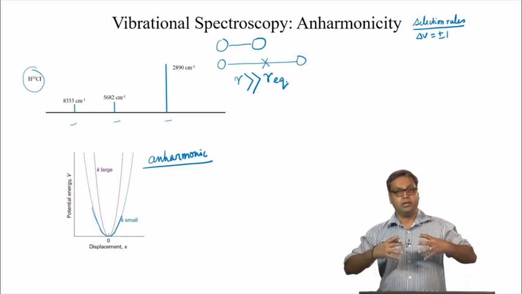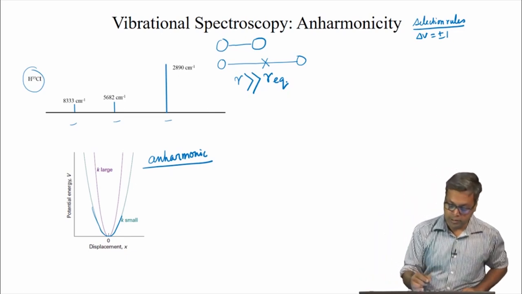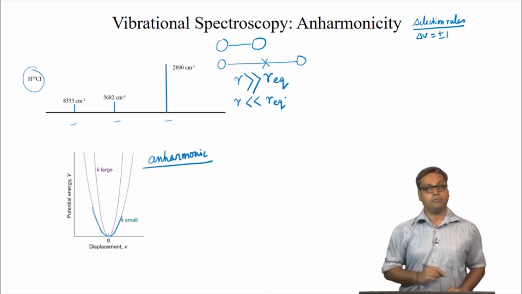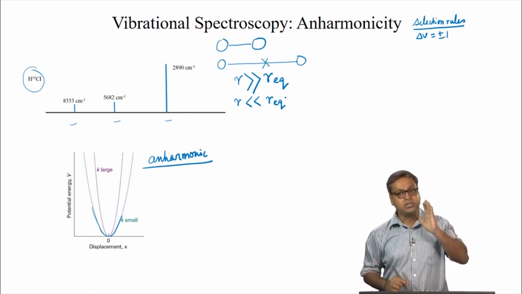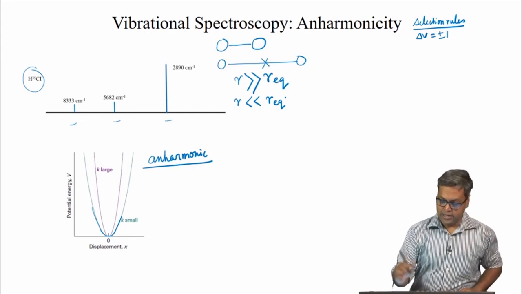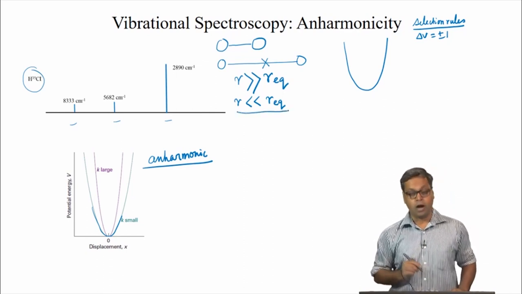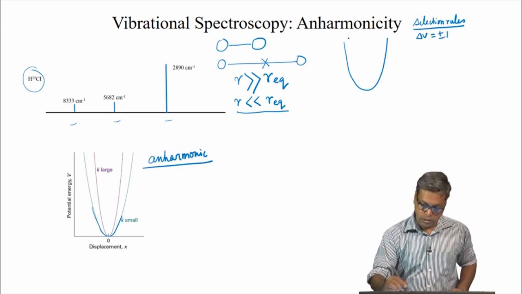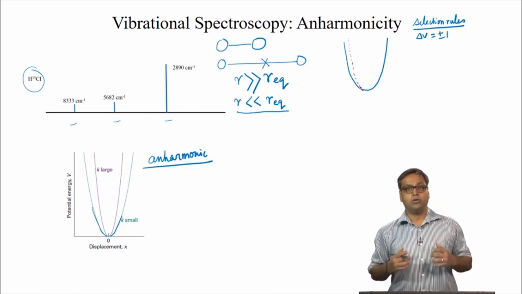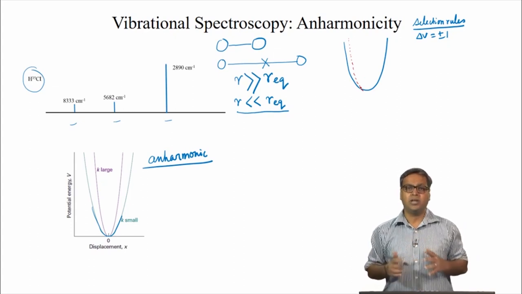Moreover, the nuclei repel each other when the bond gets much smaller than the equilibrium bond length, or in other words, the nuclei repel each other when R is less than R equilibrium. So, the potential is much steeper than what is predicted from the harmonic oscillator model. So, let us say this is our harmonic potential at R less than R equilibrium. The potential will be much steeper. So, the harmonic oscillator also implies that the nuclei go through each other, which does not make any sense.